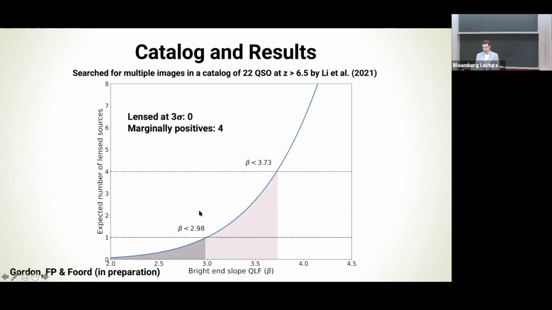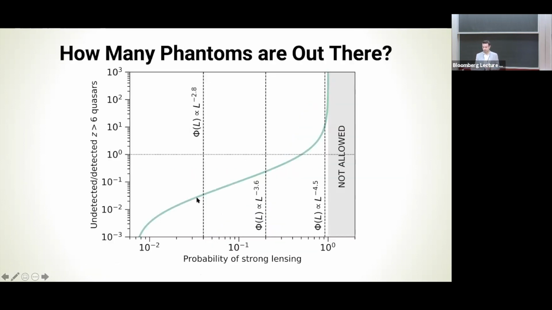Nonetheless, we used this study to put some constraints on the steepness of the bright end of the quasar luminosity function, and we were able to put an upper limit of 2.98 on the beta, which is quite useful because it rules out one of the 2 most common values in the literature, while leaving the other one still feasible.